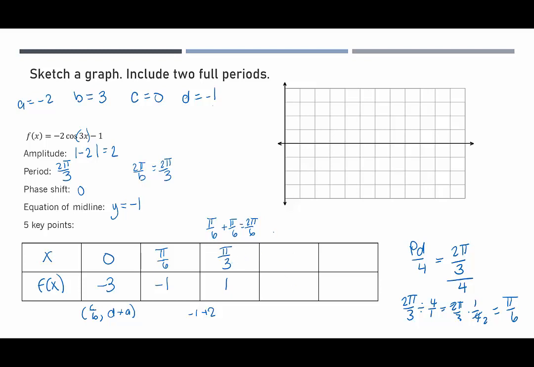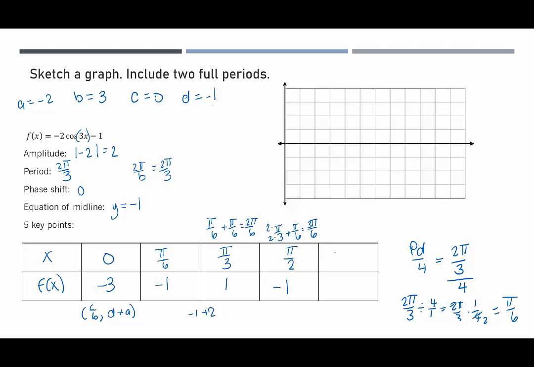We're going to take this x. We have pi over 3 plus the increments pi over 6. I need a common denominator. The common denominator between 3 and 6 is 6. I'm going to multiply this guy by 2 over 2 to get that denominator of 6. Now I have 2 pi plus pi is 3 pi over that common denominator. 3 pi over 6 is equivalent to pi over 2, so I'm going to write pi over 2. We're going back to the midline, so we're going back down to -1.